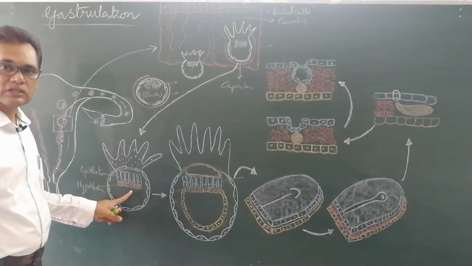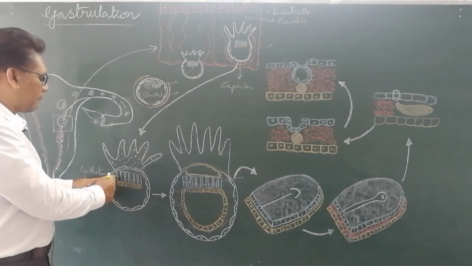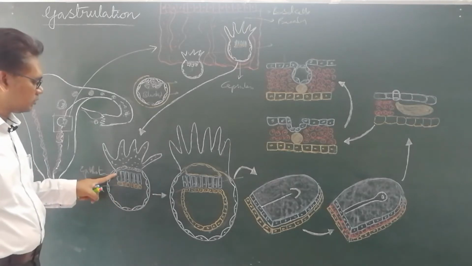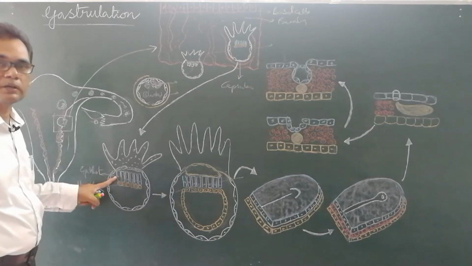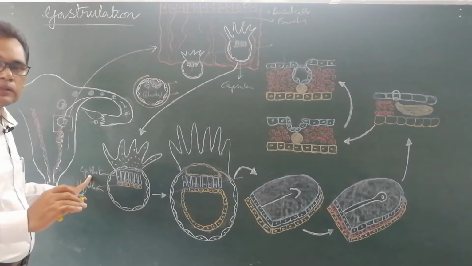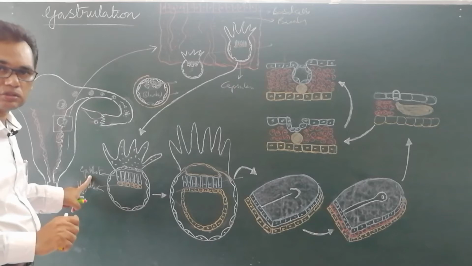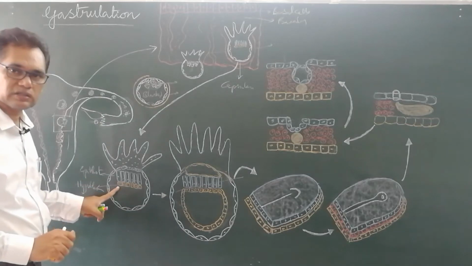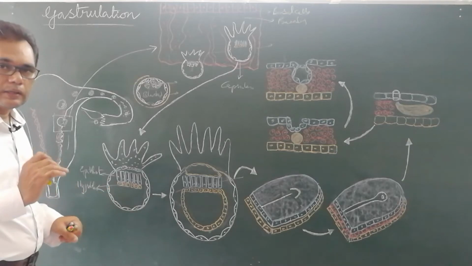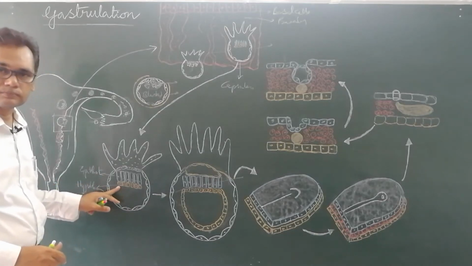The inner cell mass, in the course of time, has its cells arranged as upper tall cells and lower cuboidal cells. These are columnar, these are cuboidal. The upper tall columnar cells are called the epiblast. The epiblast gives rise to the entire embryo, the 3 germ layers also. Whereas this is the hypoblast, the lower cells. Now these 2 layers are what we call the bilaminar embryo.